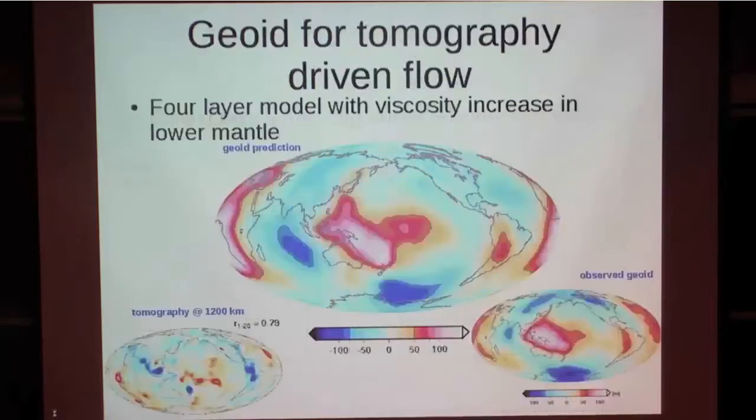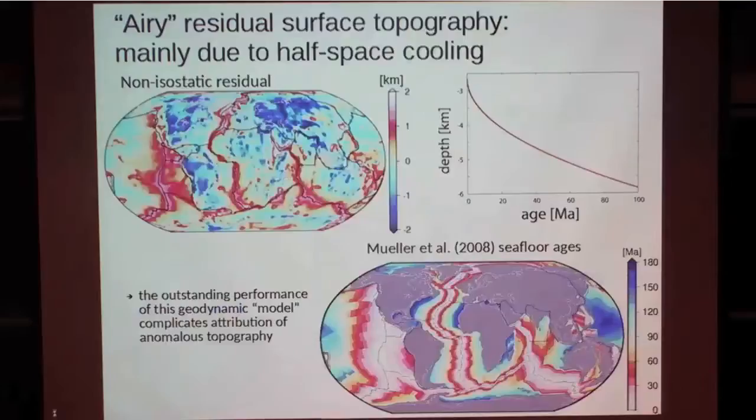But talking about topography, let's throw the topography back in. Let's go back to our Airy residual surface topography I showed you earlier, and those of you with a keen eye will have spotted a clear half-space cooling signature. It's not just Airy, it's Pratt. And so the major signal here, by taking out the crust, is due to half-space cooling. There's a debate in the community: should I even call this residual topography? As long as we're clear on the assumptions, it doesn't matter.